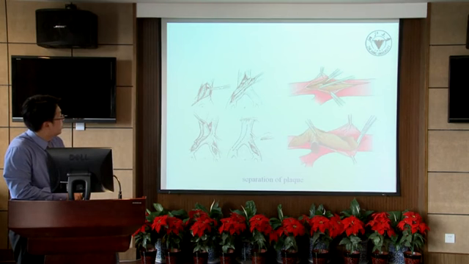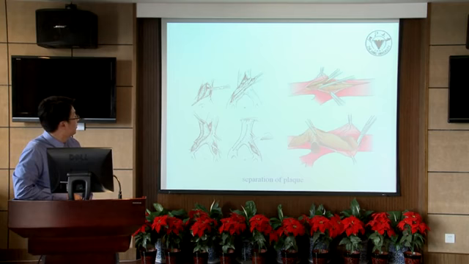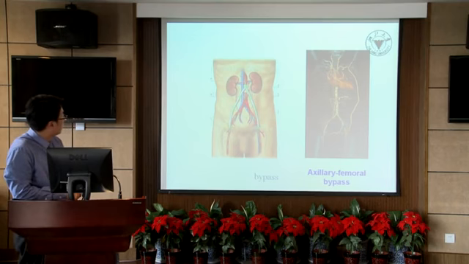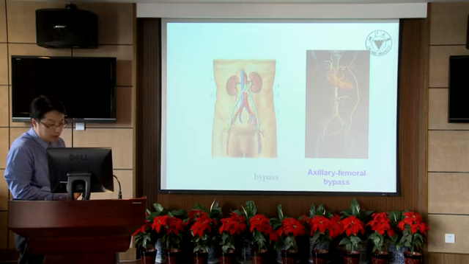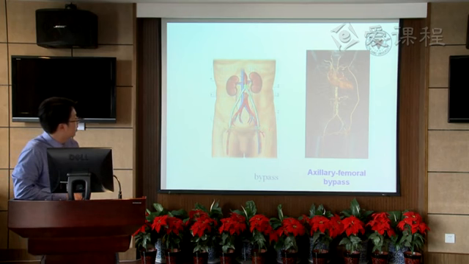This is endarterectomy. We separate the plaque and remove it. This is both iliac artery occlusion, so we can do aorta femoral bypass. This patient has both iliac arteries occluded, so we did a left axillary femoral bypass with the prosthesis.